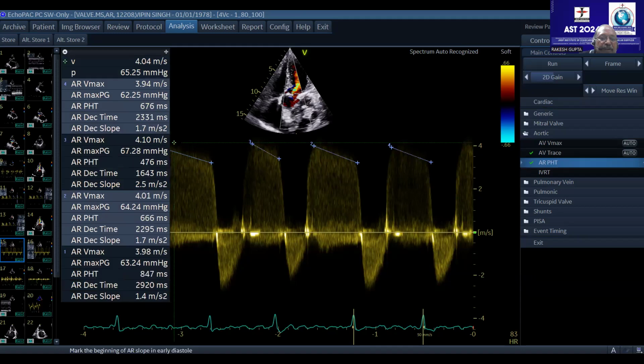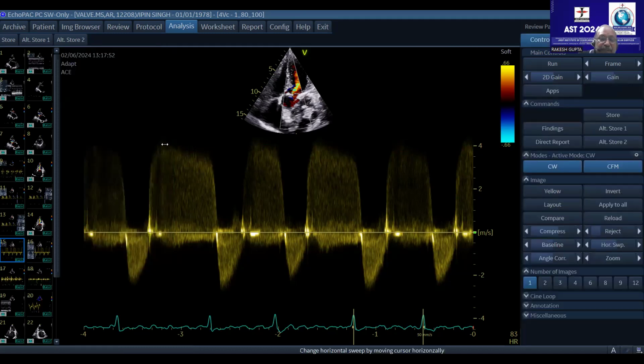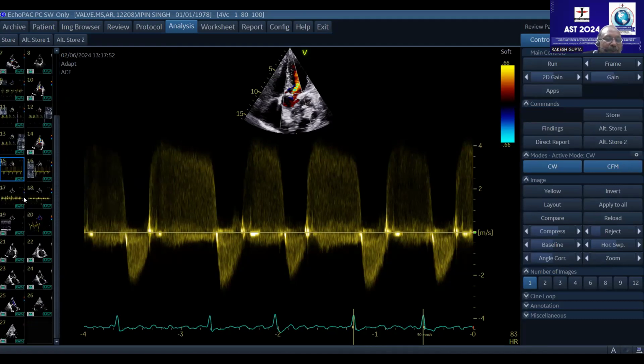It's ranging from 676, 476, 666, 847. So what we do when we have this kind of a pressure half time in atrial fibrillation, we try to take the longest possible slope, as we do in mitral stenosis with atrial fibrillation. So we take the longest possible slope, which is over here, and that's how we take a pressure half time. Correct? The next point in aortic regurgitation is holodiastolic reversal of flow in descending aorta.